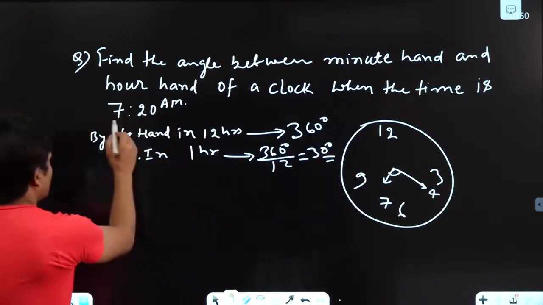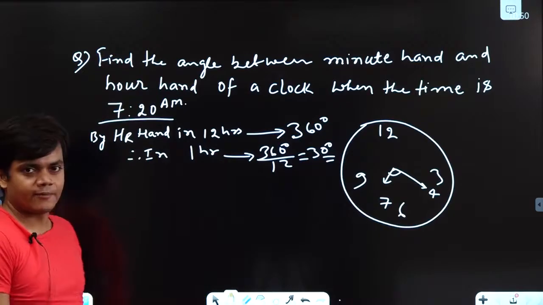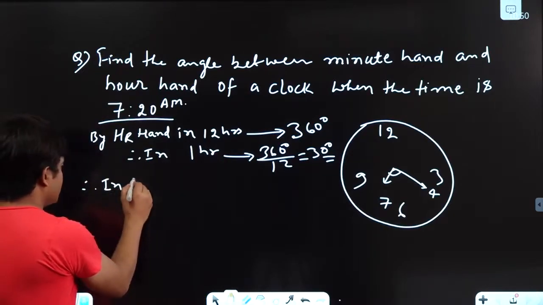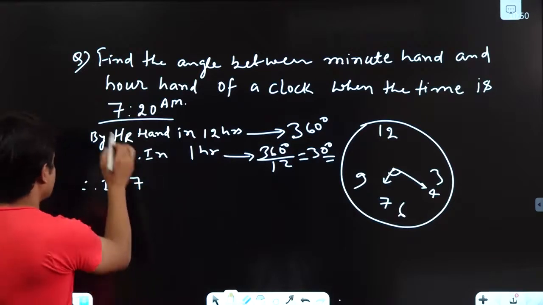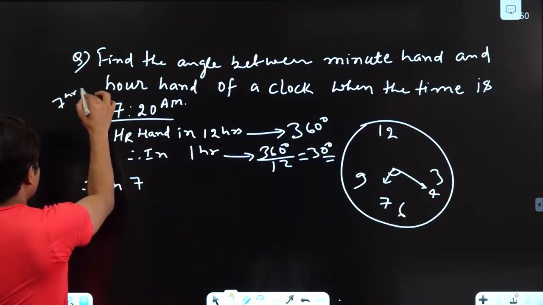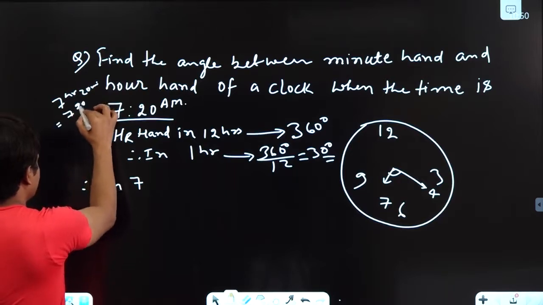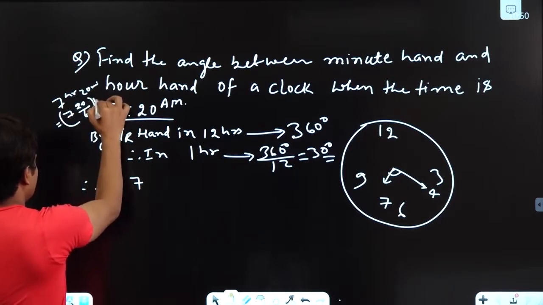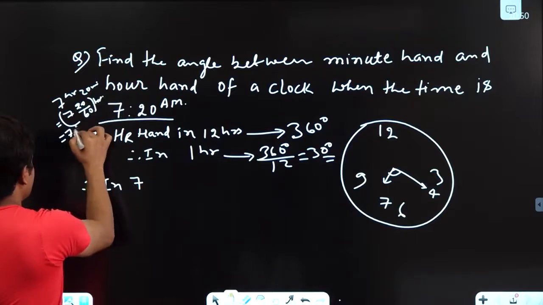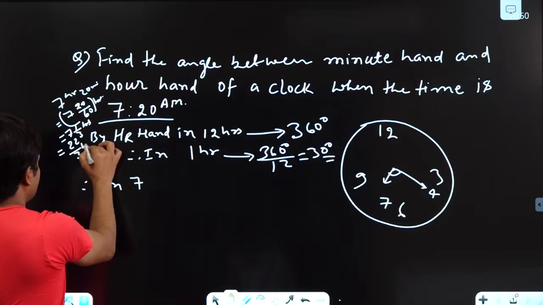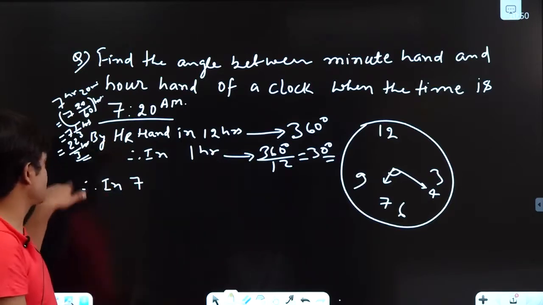But we have what? 7:20 a.m. means 7 hour 20 minutes. So we have 7 hour 20 minutes. So we can write it as how? 7 into 20 by 60 hour. So this is what? 7 into 1 by 3 hour. So we can write it as 22 by 3 hour. I hope you got this point.